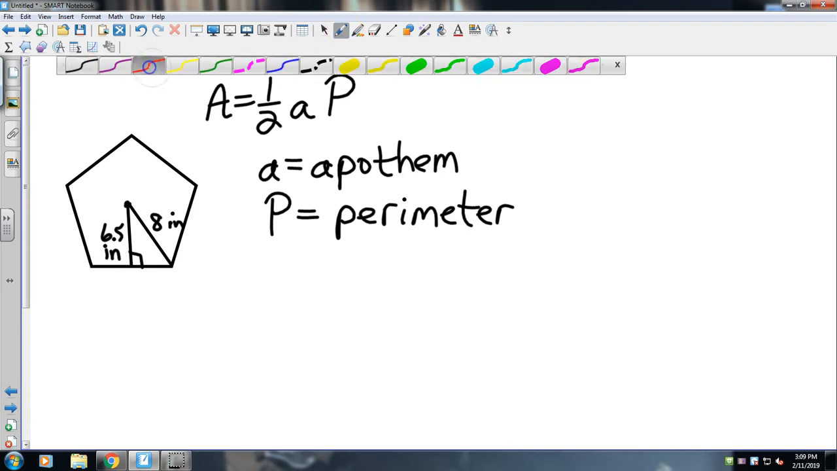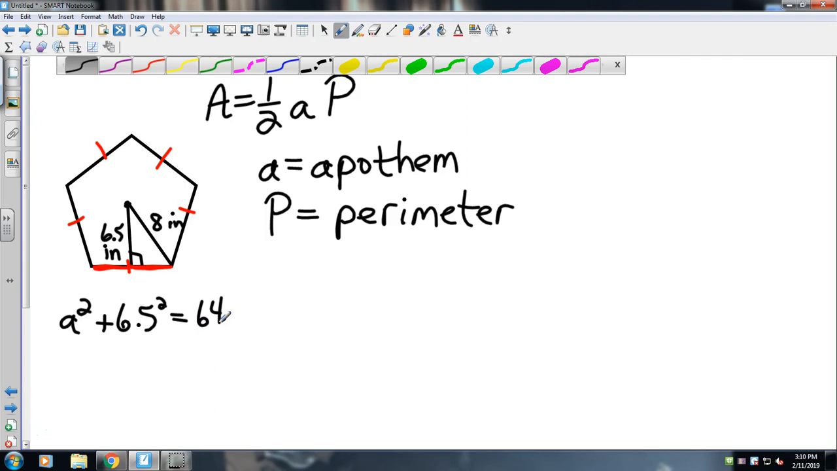And so what I need to do is I need to find this distance. I don't want to use blue because I used blue as the apothem in the last example. I need to find this distance here, and then I'm going to double it, and then I'm going to multiply it times 5 because all of those are equal. So to do that, yes, we're going to use a squared plus b squared equals c squared. So that gives me a squared plus 6.5 squared equals, I'm going to go ahead and square that hypotenuse. That's going to give me 64.